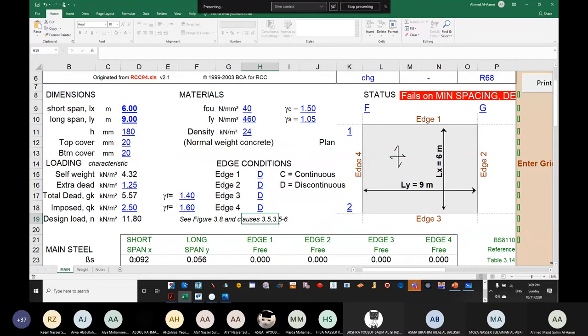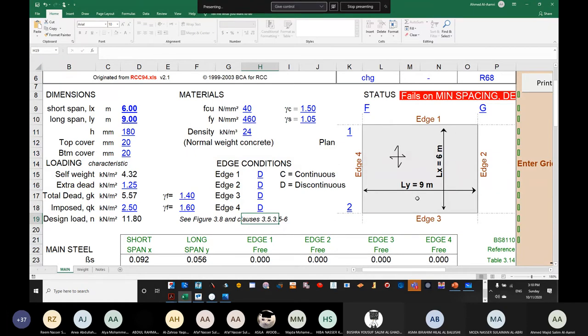Positive is going to be span. Negative is going to be support. Okay, so we call it span and edge, or span and support. Are we clear? Span, support, or span, edge. Okay, very good. So if we try, you can see here we have LY and we have LX.